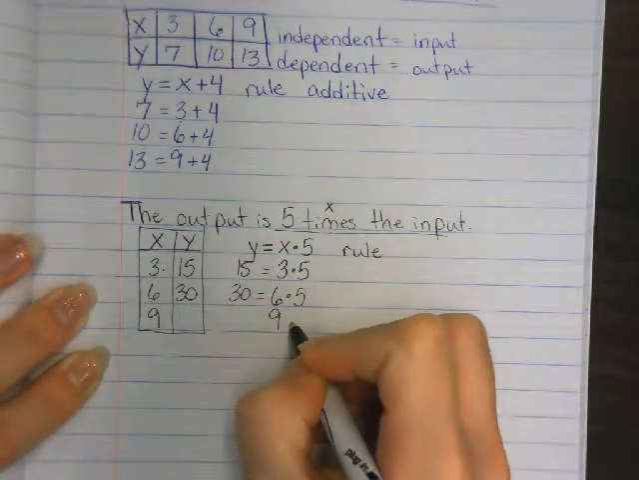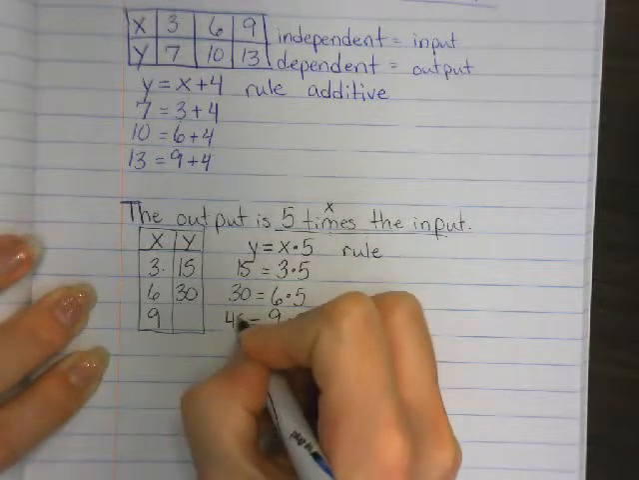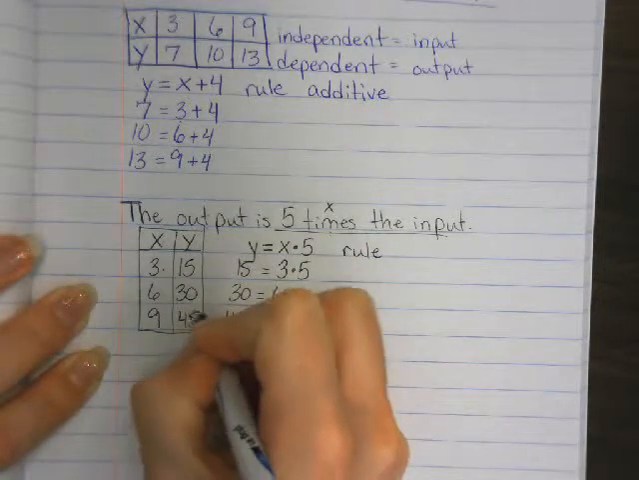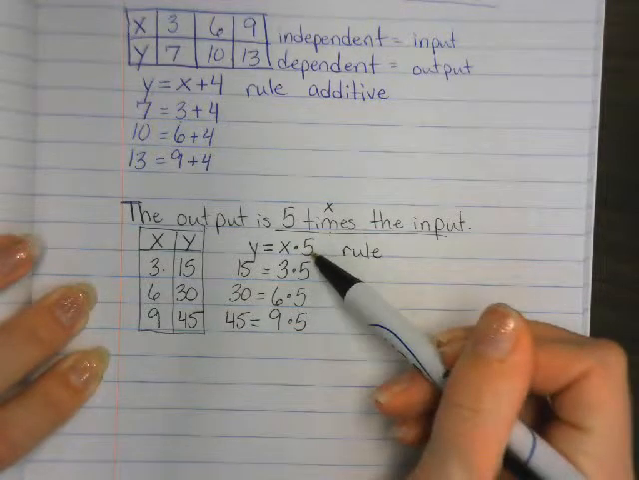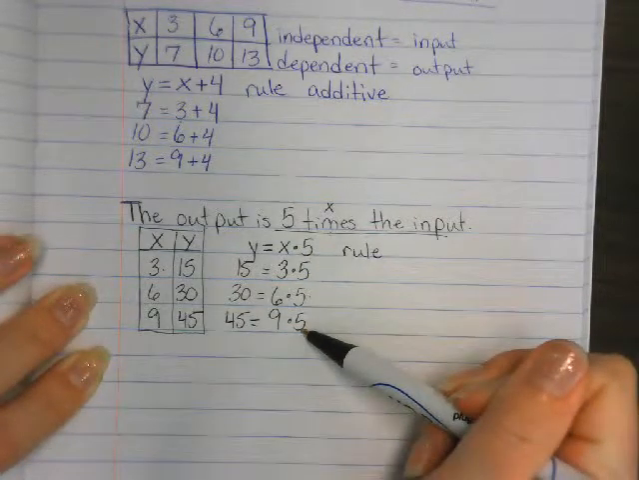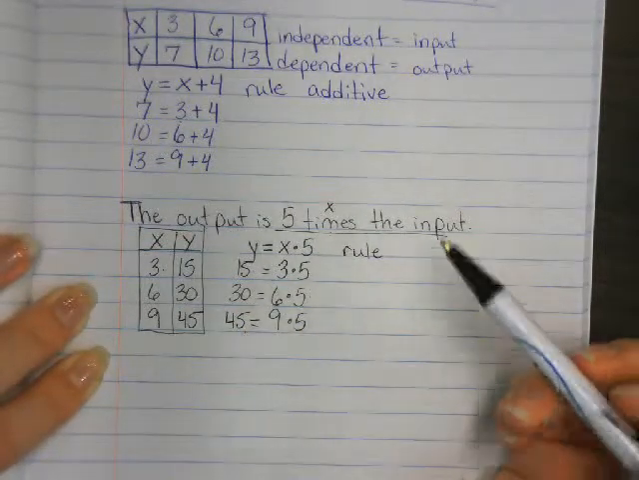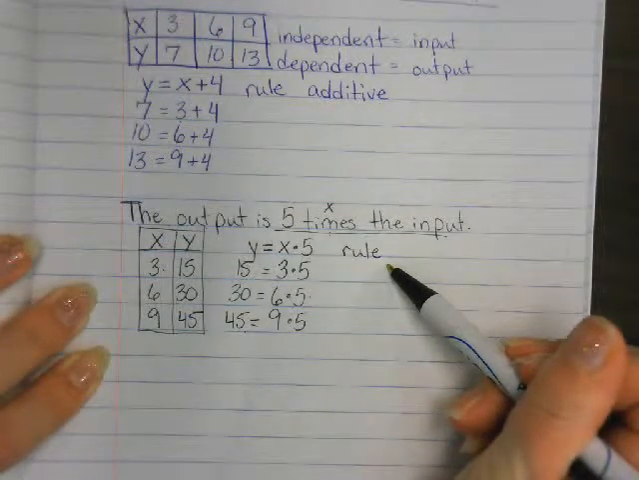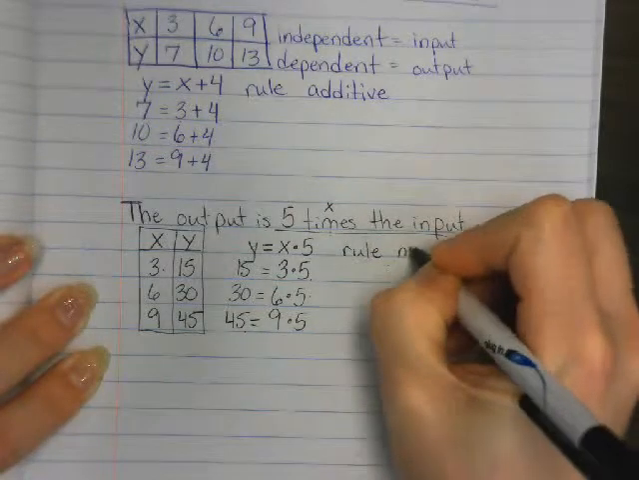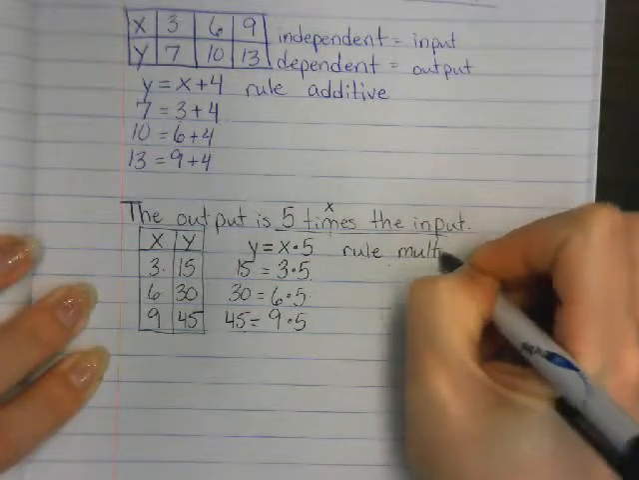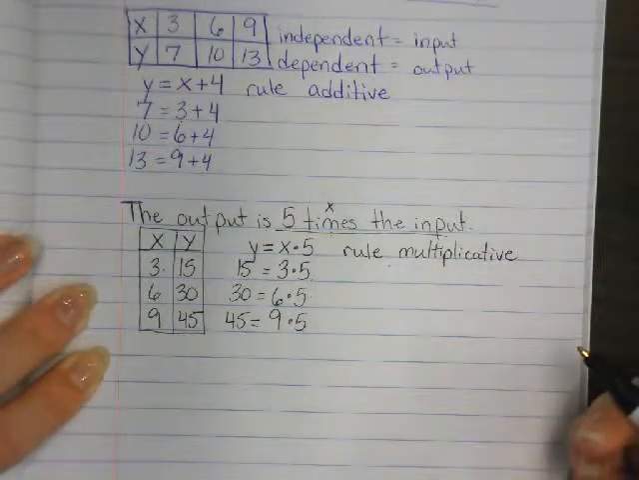And finally, we plug in 9 for X. Again, we multiply by 5, and our Y value will be 45. Because our rule says we're multiplying by 5, if we consistently do that to each X value, that will result in our output for our Y value. So, in this case, our rule is going to be multiplicative because we are multiplying our X value by a number. This is the relationship between the X and the Y.